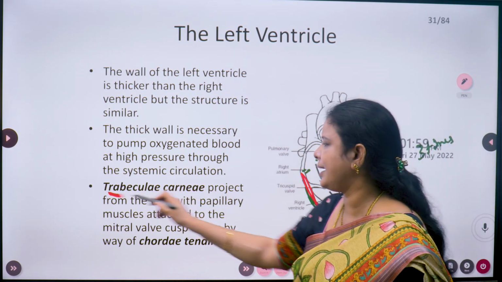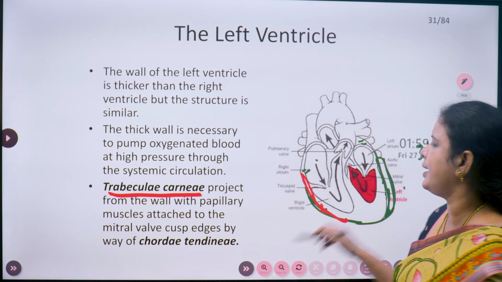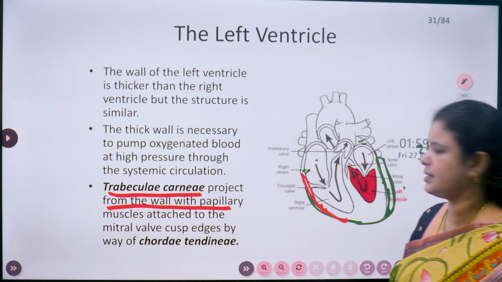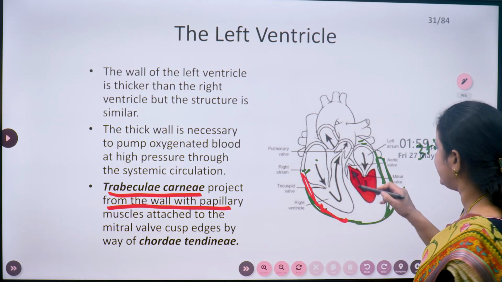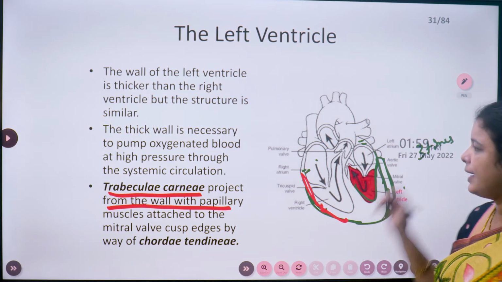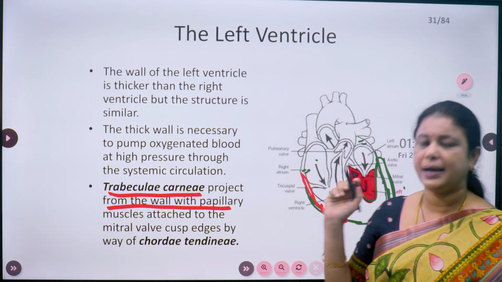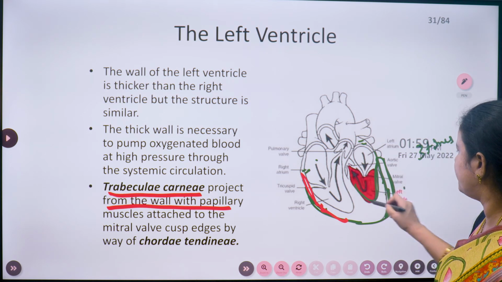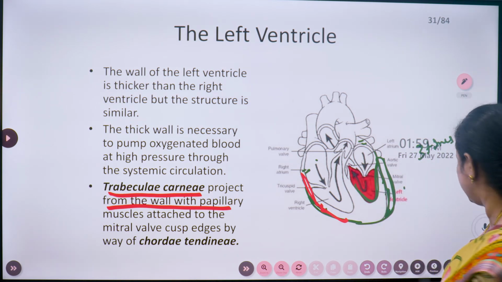Trabeculae carneae project from the wall with papillary muscles. Trabeculae carneae will form the ventricular walls. Atrial walls are formed by pectinate muscles.